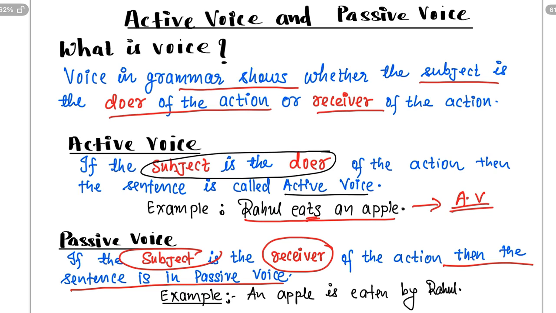Whereas in the second sentence, an apple is eaten by Rahul. So here the action is received by Rahul, not performed by Rahul. So the object here is in focus. This sentence is in passive voice because here Rahul is not the doer of the action but the receiver of the action. So this sentence is in passive voice. So this is the basic difference.